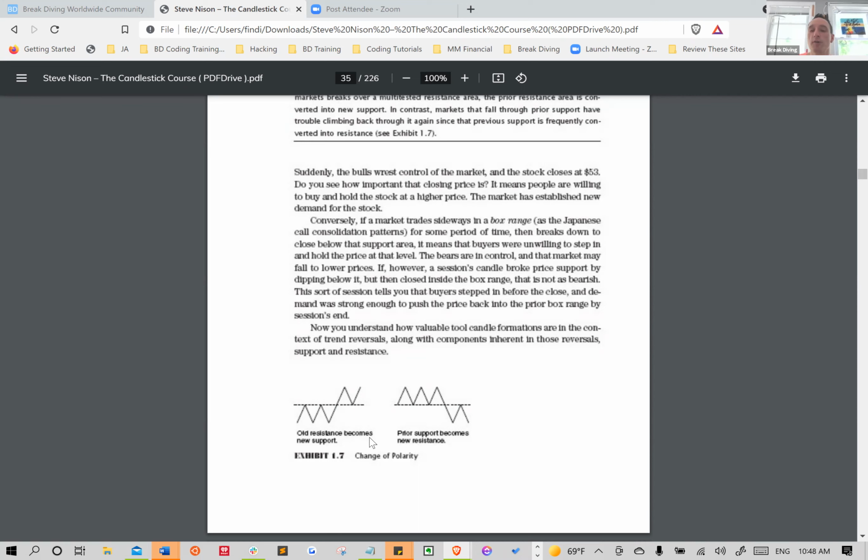Is that part of your daily analysis of every stock? You're always looking for support and resistance? I'm still learning, so there are many ways to find it. I'm really still learning how to find that support and resistance area.